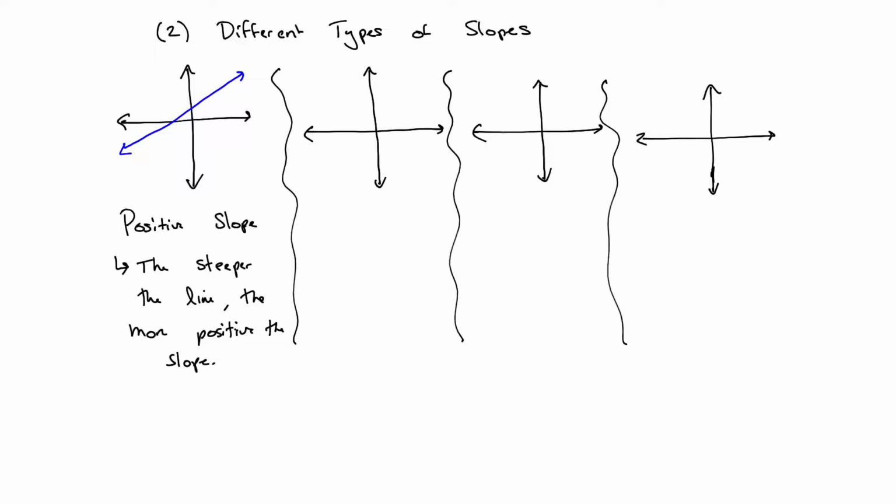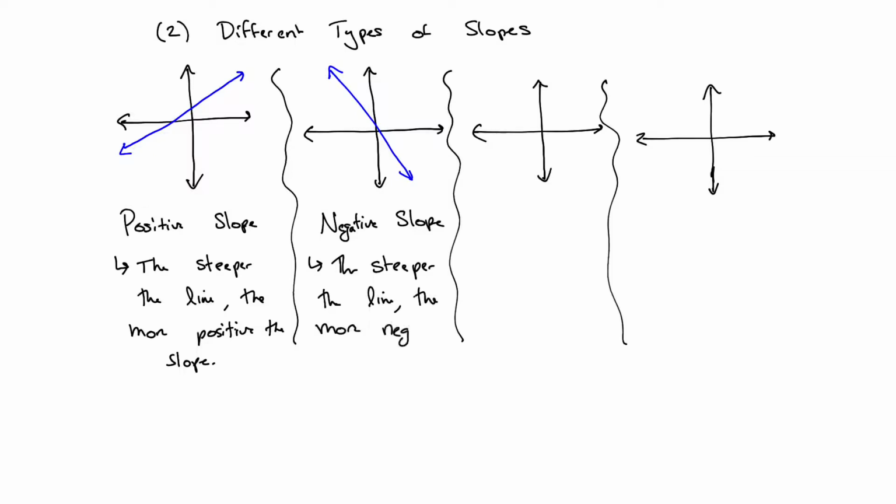The next one is if you start in the top left and go to the bottom right, that has a negative slope. In a similar fashion, the steeper the line, the more negative the slope. Just like before, if it's steeper, it's going to be a more negative number.